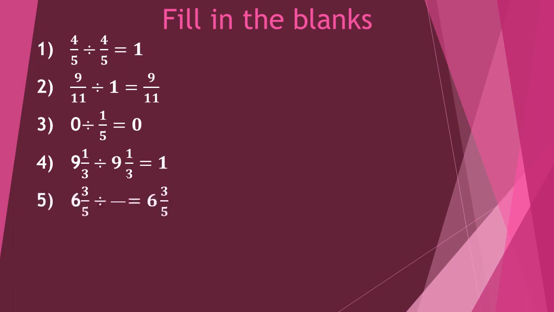Question number 5. 6 3 upon 5 divided by dash is equal to 6 3 upon 5. We know that a fraction divided by 1 is the fraction itself. So what do we have to write in the blank? Yes, the answer is 1. Question number 6. 5 upon 7 divided by dash is equal to 1. And the answer is yes, 5 upon 7. Question number 7. Dash divided by 3 1 upon 3 is equal to 0. And we know that 0 divided by any fraction is 0. So the answer is 0.